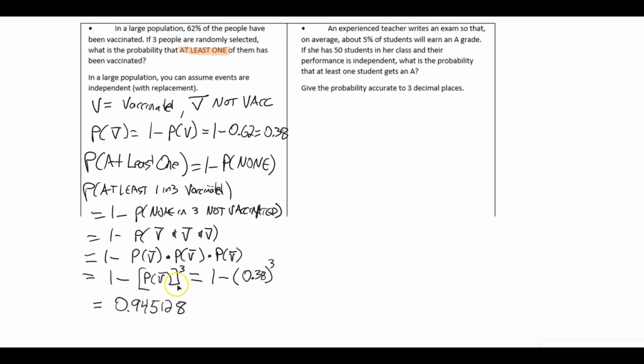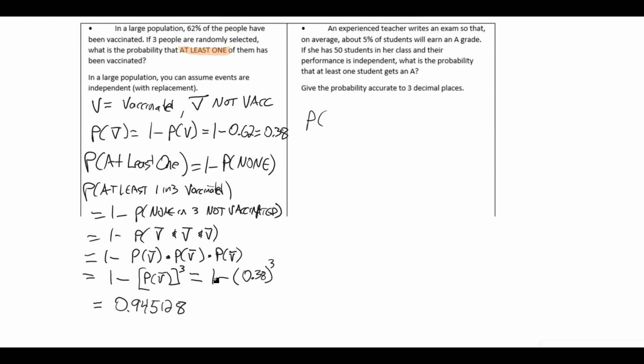So this is a really nice pattern. At least 1 in 3 is 1 minus none to the 3rd power. So let's see if you can apply that to this question on the right. Go ahead and pause the video and work that out.